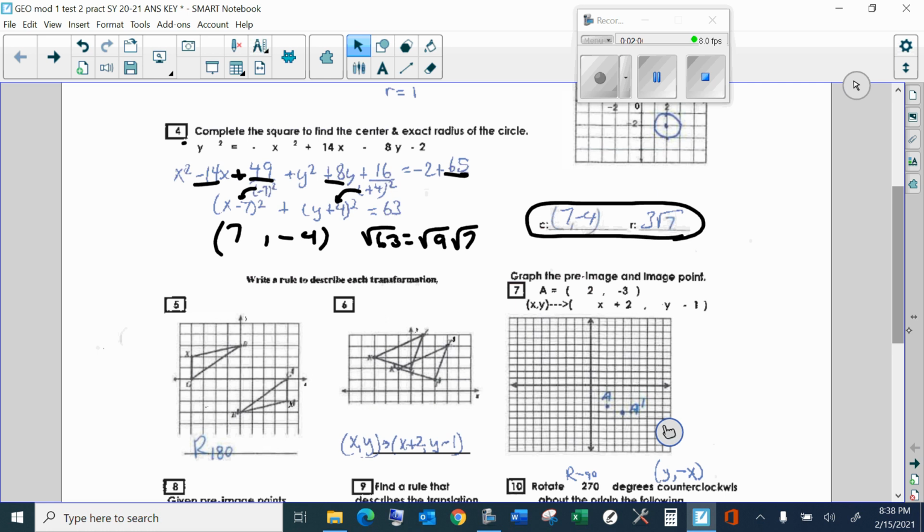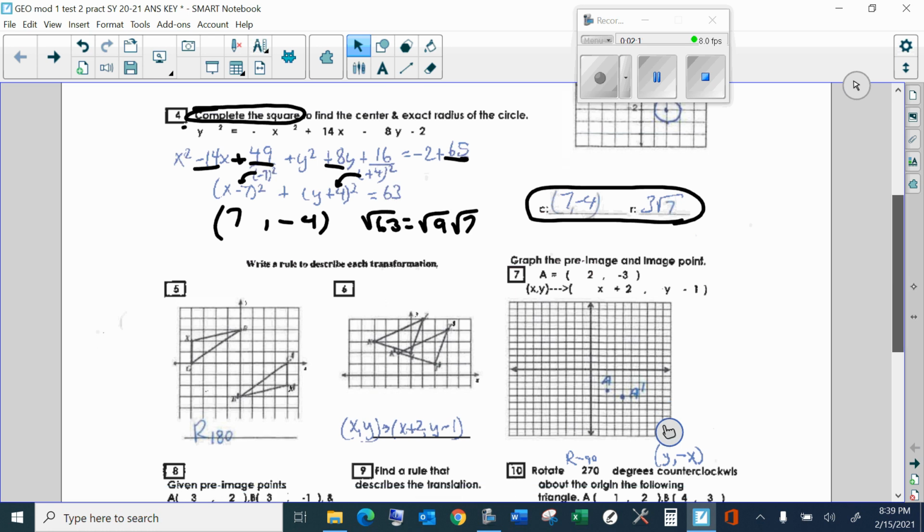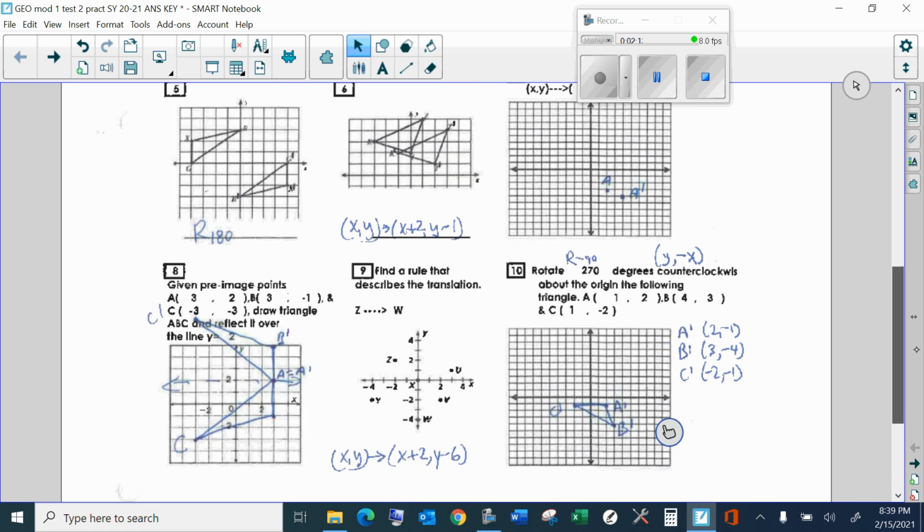Now, you don't get credit for this problem unless you actually complete the square. You can't just write down what it is. It says complete the square. So I have to see that work. You've got plenty of videos you can go back to, if you need to, on practicing completing the square.